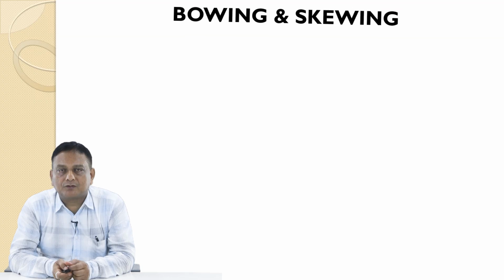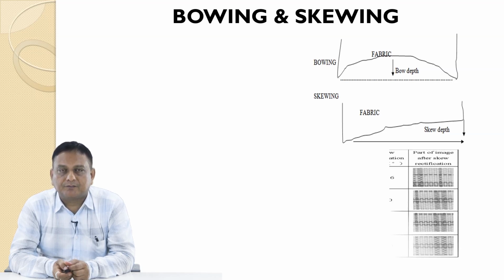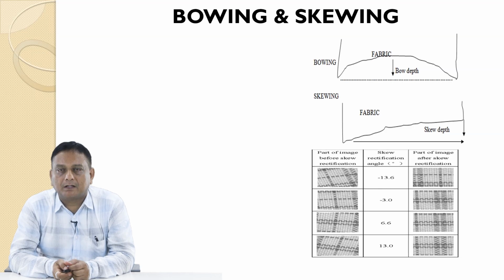Then comes bowing and skewing. That is very important, that is, how much the weft thread is deviated from the path, either in the form of a bow or from the straight line. So those are called the bowing and skewing of the different weft threads, and this is very important for colored stripes or colored checks. So bowing and skewing are to be tested for those kinds of garments.